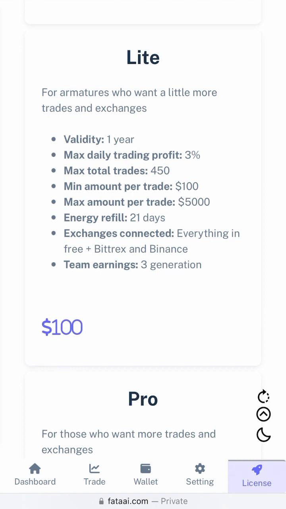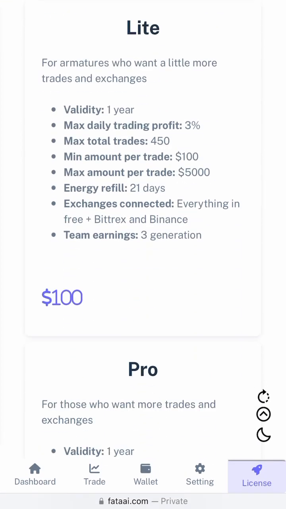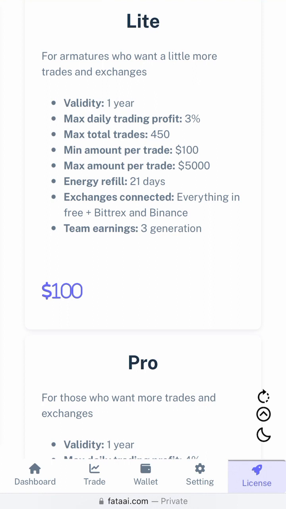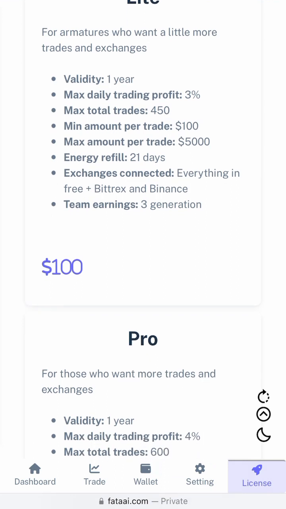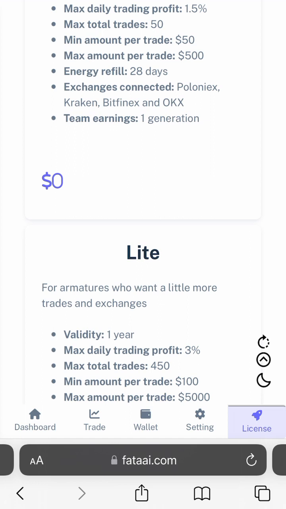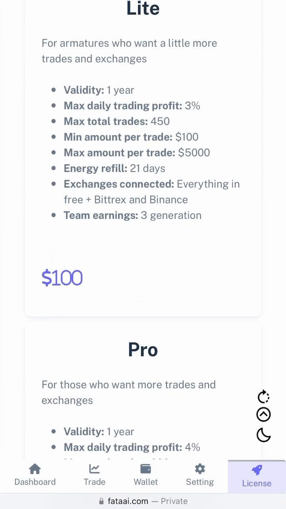Light is almost the same thing. The only difference is that your validity is 1 year, and the mass trading profit is 3%. So instead of 1.5% here, you can make 3% here. And your maximum total trade is 450. That means you can trade up to 450 trades. Minimum amount per trade is $100, and maximum amount per trade is $5,000. Your energy refill is in 21 days. So within 21 days, your energy will get filled up. And then exchanges connected, everything is free. That's Poloniex, Kraken, Bitfinex, and OKX, plus Bitrue and Binance.